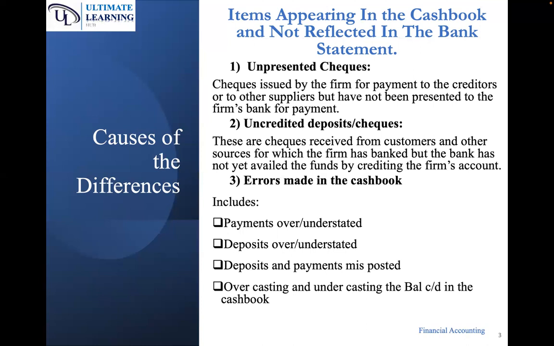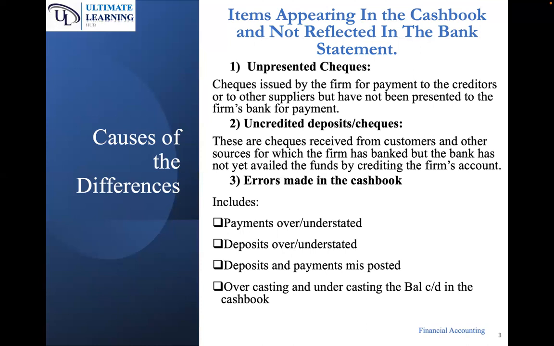Remember, any payment is supposed to be reflected in the credit side of the cash book. So if a payment is understated, it means the amount in the credit side of the cash book will be understated. If there is an overpayment, it means the amount in the credit side is overstated. So that is number one, an item that is a result of an error that is made.